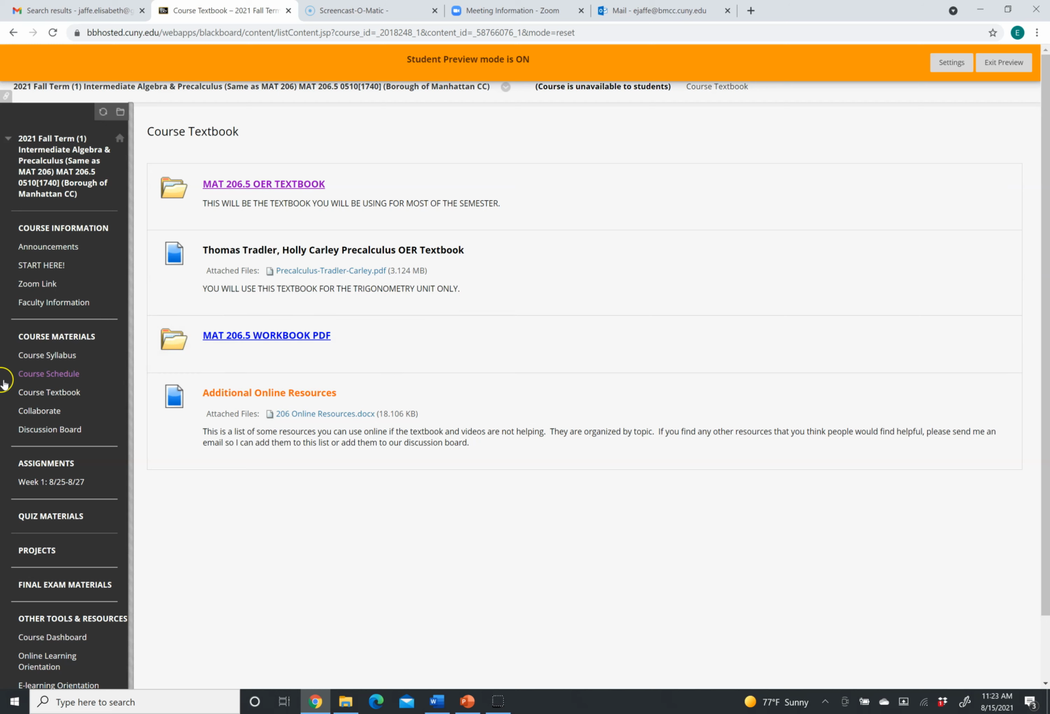Okay, underneath the course textbook is Collaborate. So I'm going to be using Zoom, but this is Blackboard Collaborate. You can use this for discussions with your groups when you have group assignments. There are only about 3 or 4 group assignments during the semester, but if you want to do a study session with your group, you can use Collaborate.